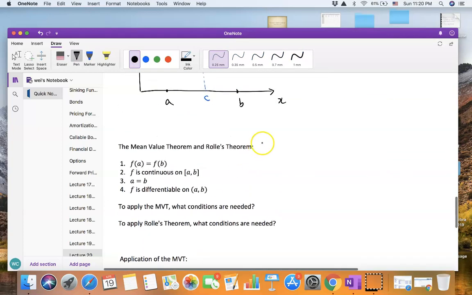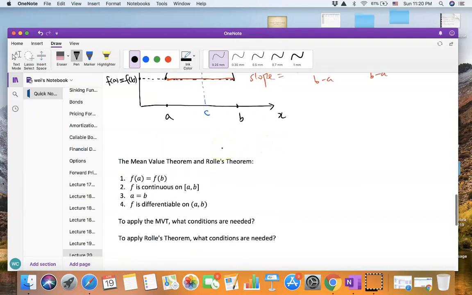Okay, before we move ahead, let's review the mean value theorem and Rolle's theorem. So here we have four conditions. The first one says the function value f(a) equals function value f(b). The second condition says the function is continuous on the closed interval. The third condition says a must be not equal to b, and the fourth condition says the function must be differentiable on the open interval.